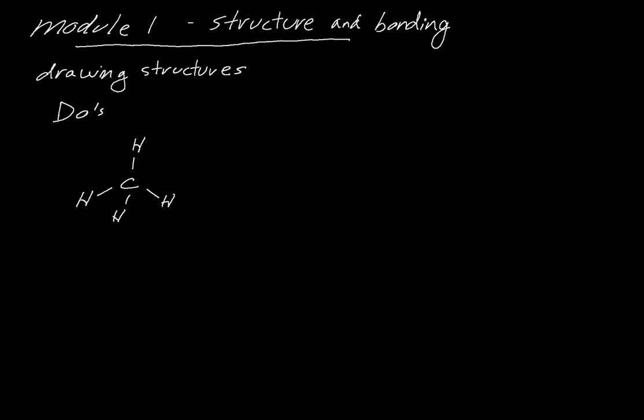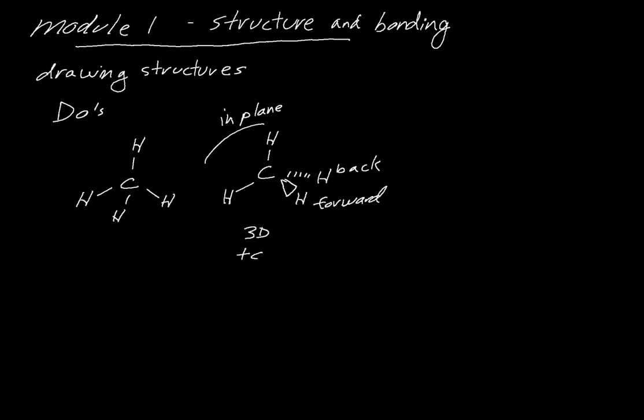Only notice this is drawn without any geometry to it. And we pointed out that an equivalent way to draw this that's more descriptive is with a wedge and hash mark. The wedge being forward, hash mark back. So if you were to build a model of it, you would realize that these are in the plane of the paper. This is back and this is forward. And that describes much better the 3D geometry, which is, of course, tetrahedral.